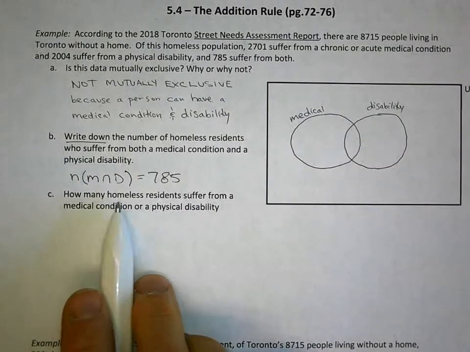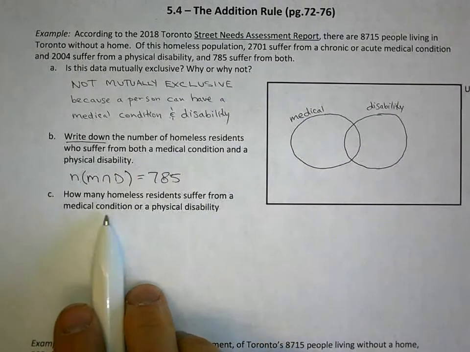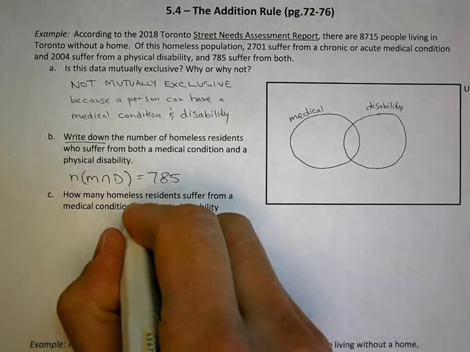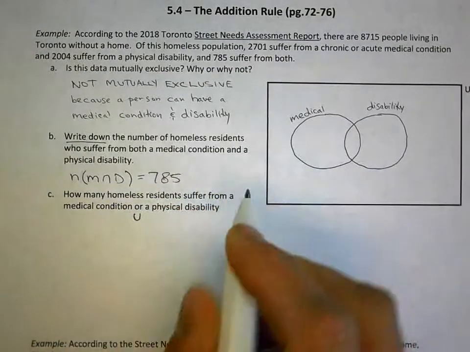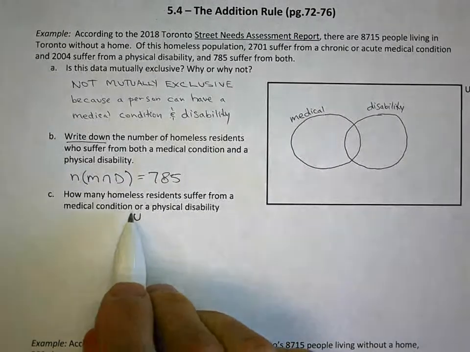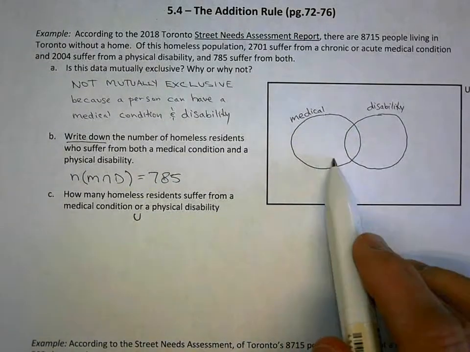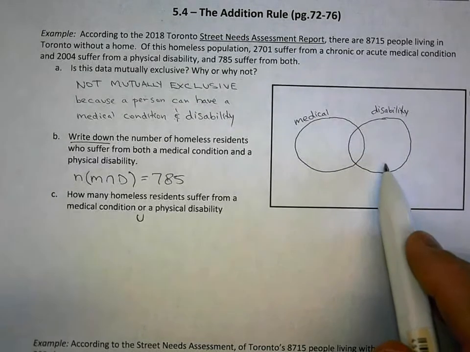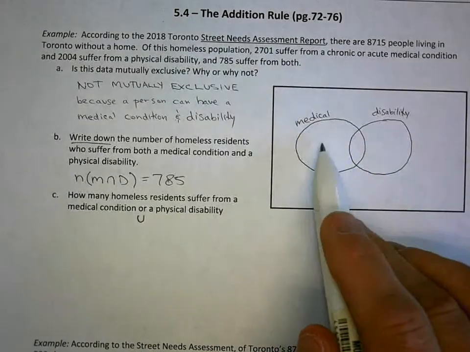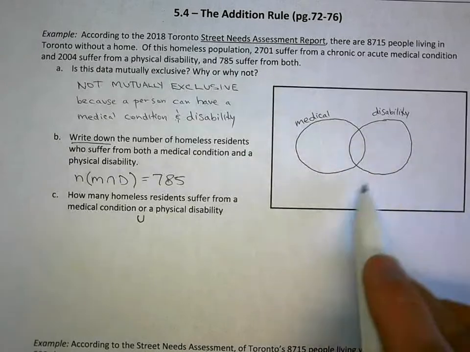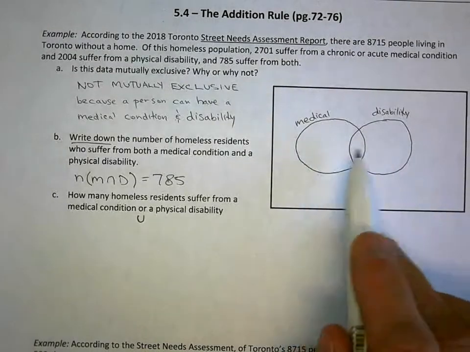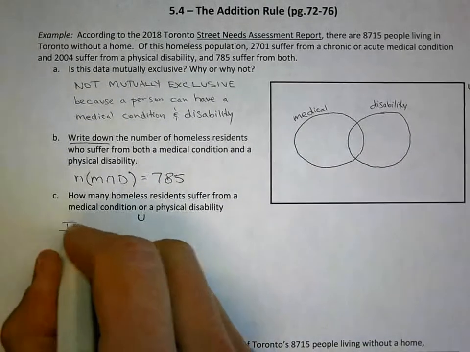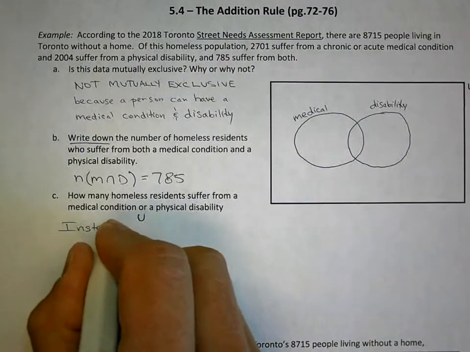Okay, so how many residents suffer from a medical condition or a physical disability? So remember, or. This is really the union. That's like a marriage of the two. So that would be adding up all the people in this circle and this circle. Now, what we would have done if we learned this last time is we would have filled in the circles for my Venn diagram. I would have solved the Venn diagram, and then I could just figure out the probabilities from there. But instead of solving the Venn diagram, we're going to learn a new rule.